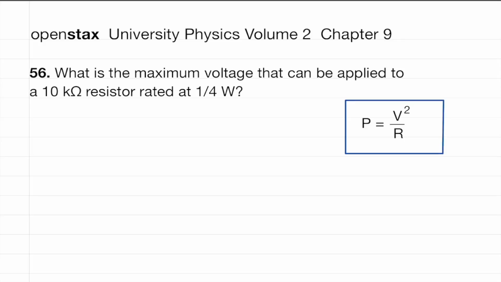Welcome! In this video, we are going to take a look at problem 56. It is from chapter 9 of University Physics Volume 2 by OpenStax. All right, we need to find the maximum voltage that can be applied to a 10,000 ohm resistor rated at 1/4 of a watt. So let's start with what we know.